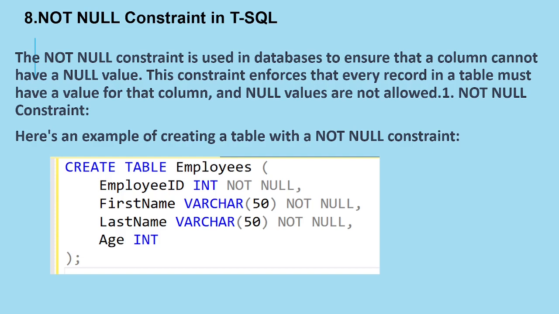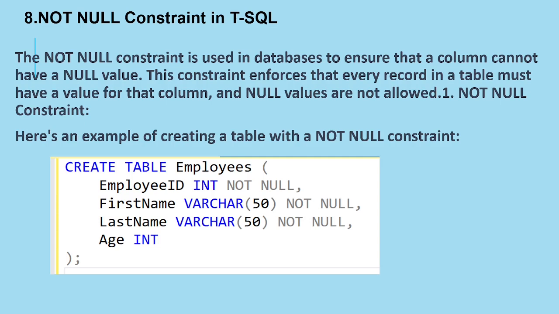So today we are going to discuss the NOT NULL constraint in SQL. The NOT NULL constraint is used in databases to ensure that a column cannot have a null value. The constraint enforces that every record in a table must have a value for that column, and null values are not allowed.